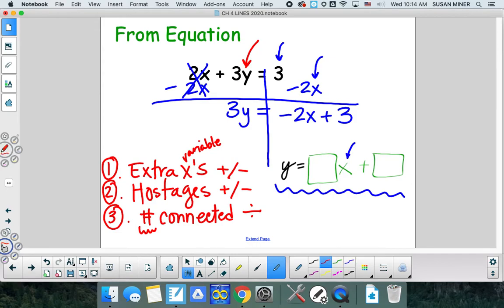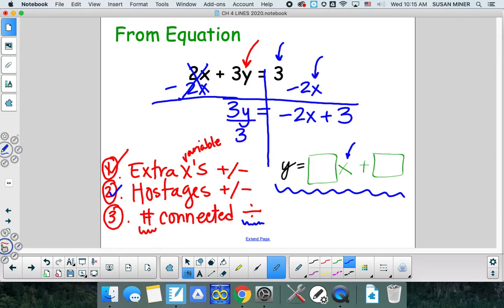All right, so I got rid of my extra x's. Then if there were any other numbers over here, like say I had a +2 or a +4, I would get rid of my extra number next. But this one doesn't have an extra number, so I can skip this step and go on to the last step: get rid of the number connected. And this last step is always our divide step.